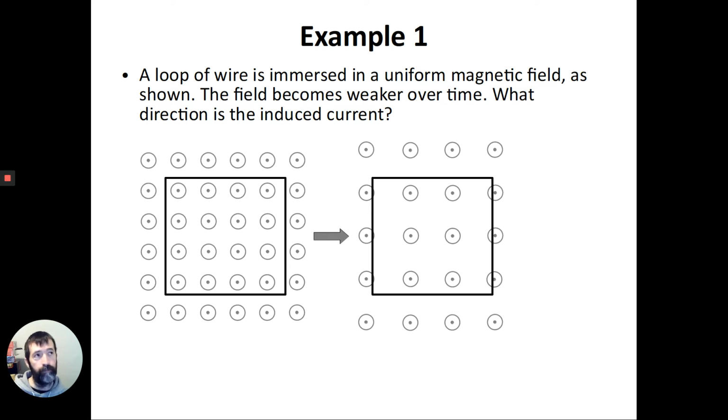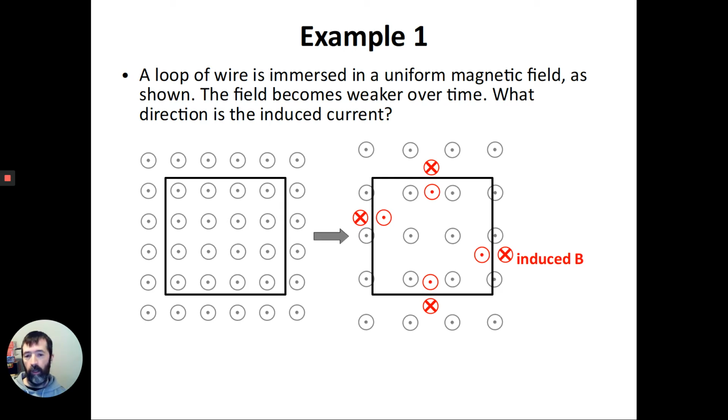So if the flux is weakening, I know that the induced magnetic field needs to try to bolster or reinforce it. So the induced magnetic field is going to have to look something like this. We've seen a bunch of wire loops already. So hopefully you remember that the magnetic field on the interior of the loop is going to go one direction, and on the exterior of the loop is going to go the opposite direction. We only care about the interior because it's the flux through the interior that we're tracking.